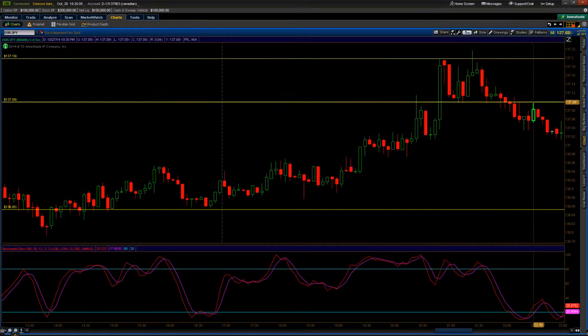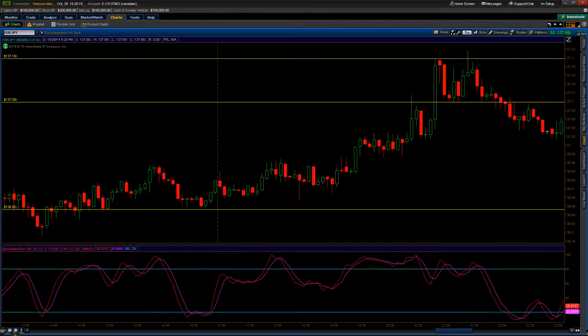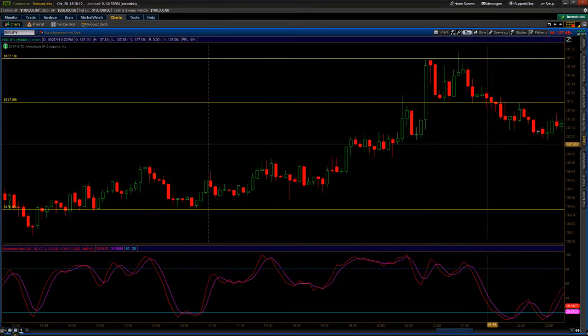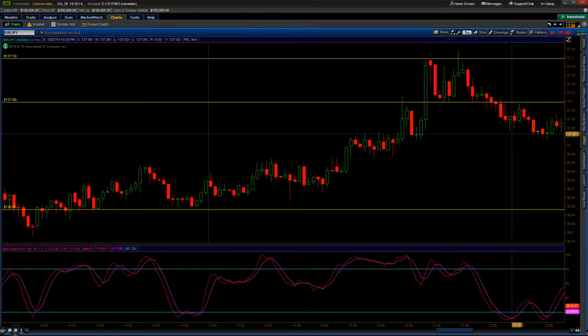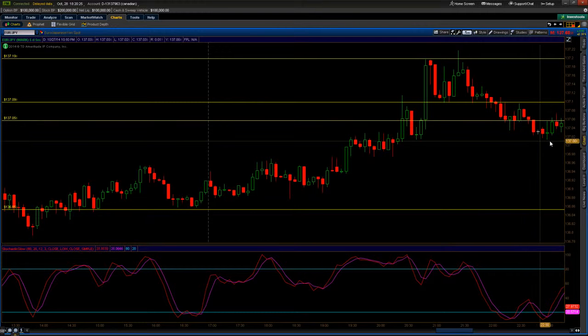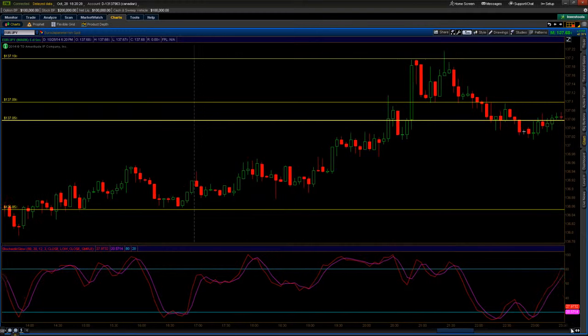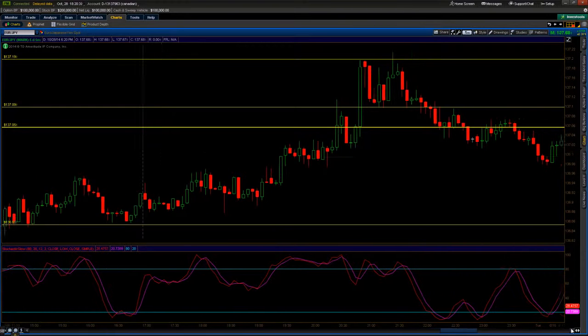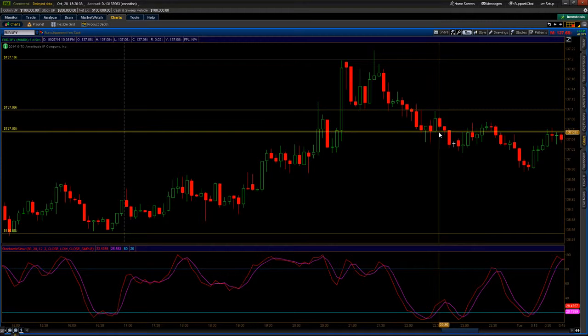Okay, so we have a drawing here. We have area of resistance and support over here, and right here. Actually, we'll take this one out and we'll use this right here. Okay. We want it to touch as many candles of resistance as possible. In this case, it's this right here. Okay, and it touched here. So now we're watching what happens when it touches this and it touches a support.